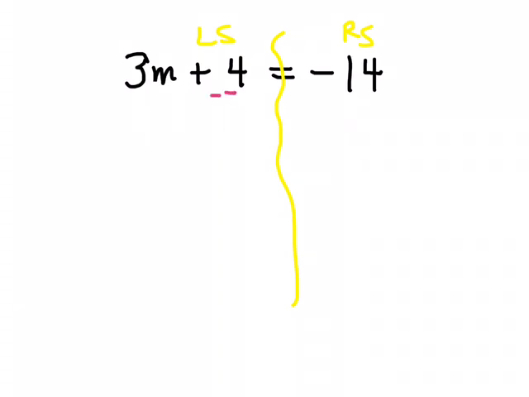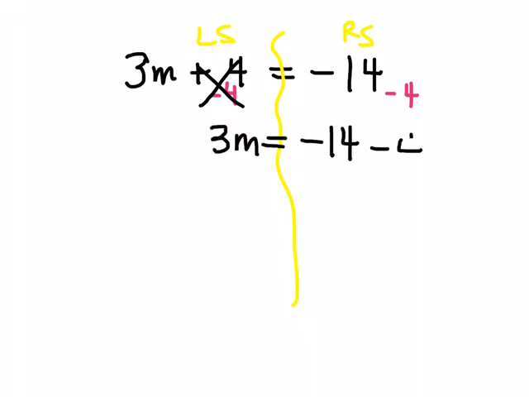Right? What's the opposite of plus 4? Minus 4. Okay, so we're going to subtract 4 from here, which means we're going to do what on the right side? Subtract 4. Good. Whatever you do to one side, you do to the other side. So that's gone. We're left with 3m equals negative 14 take away 4.